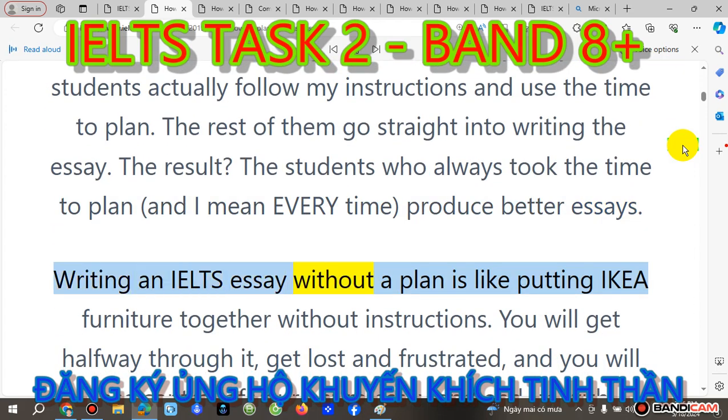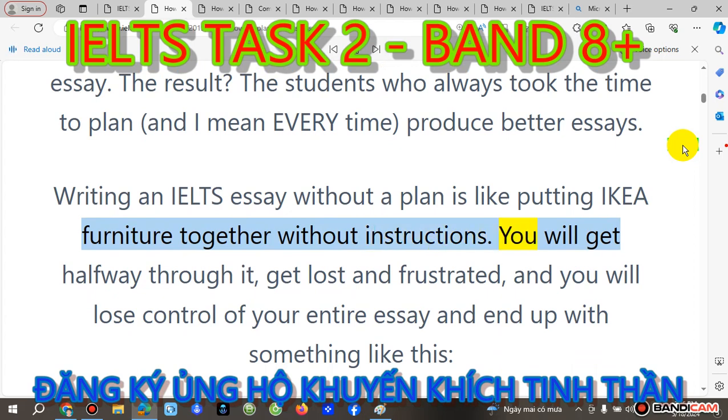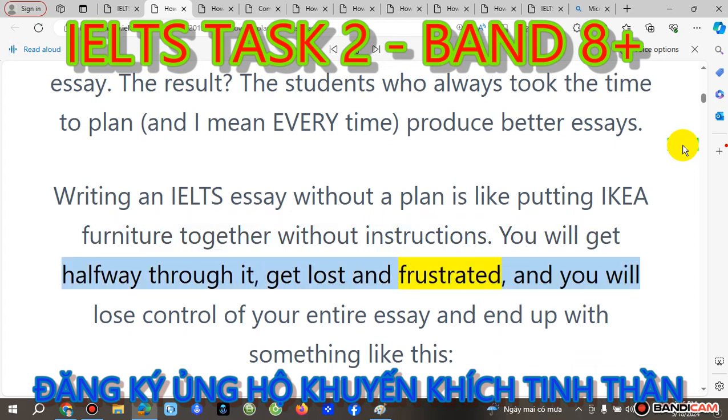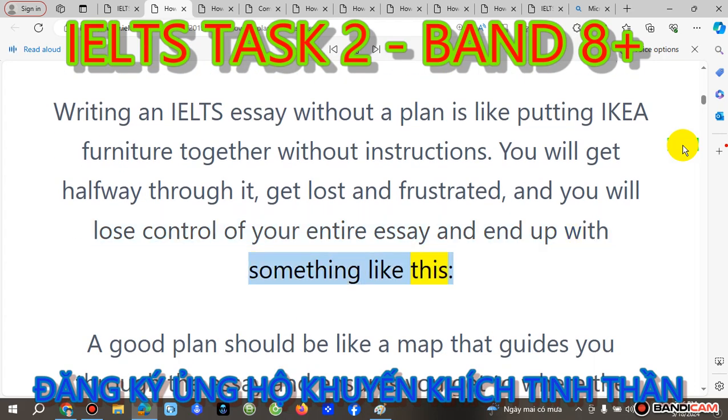Writing an IELTS essay without a plan is like putting IKEA furniture together without instructions. You will get halfway through it, get lost and frustrated, and you will lose control of your entire essay and end up with something like this.